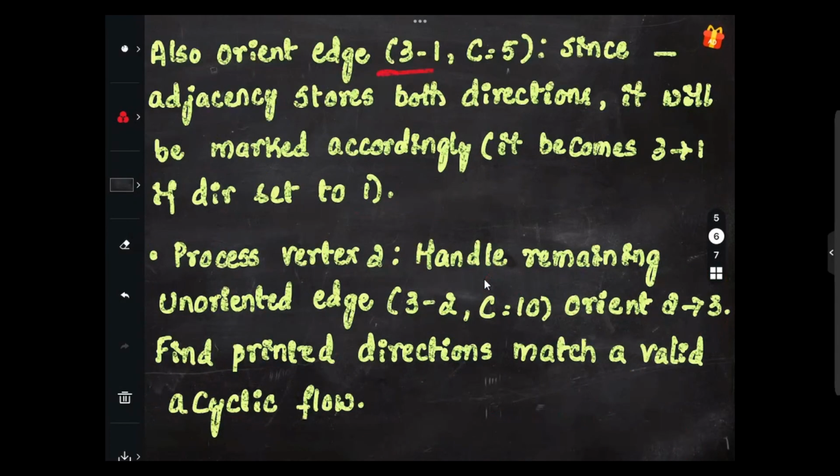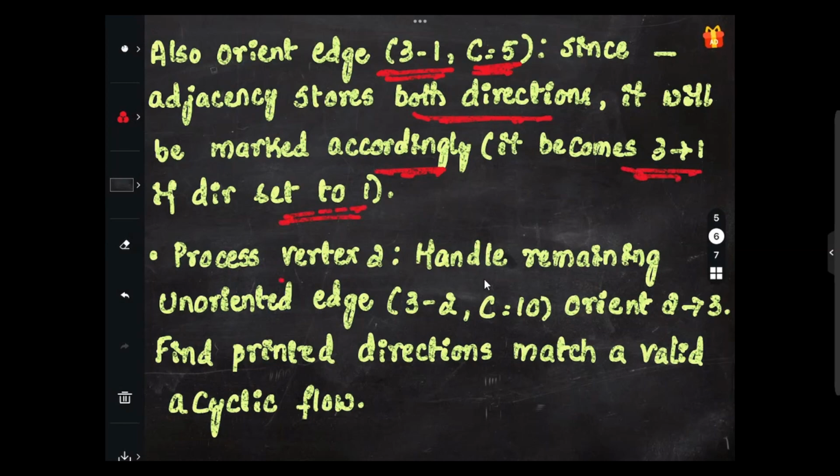Also, we will orient this one, it's 3 to 1 as well, and we will reduce the value c to 5 actually, since adjacency stores both the directions. You can just check the value there within the graph actually. Since adjacency stores both directions here, it will be marked accordingly, right? It becomes 3 to 1 if the direction is set to 1.